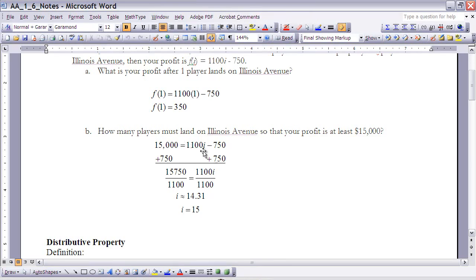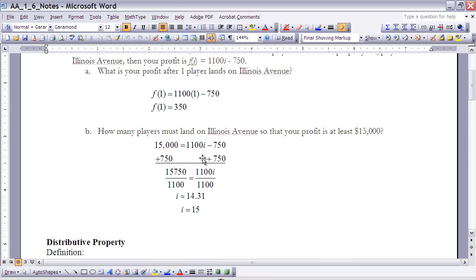What I'm trying to do is get I by itself. So I'm going to undo what's been done to I. If you think about what's been done to I, we're multiplying it by 1,100, and we're subtracting 750. When I solve the equation, I go backwards through the order of operations. The last thing in my order of operations is addition or subtraction, so the first thing that I'm going to undo is addition or subtraction.